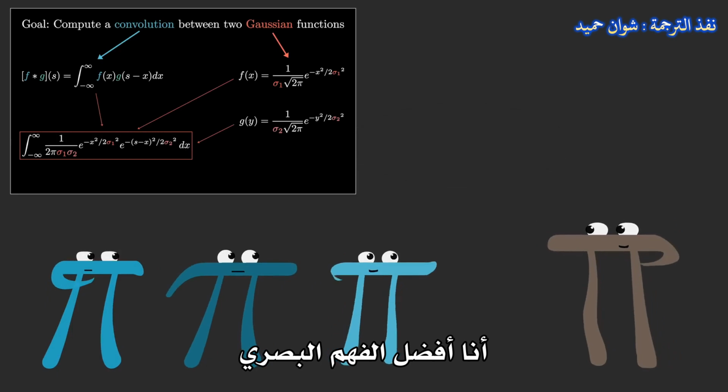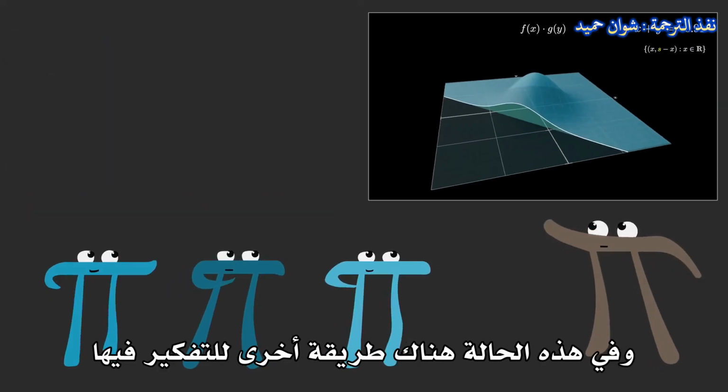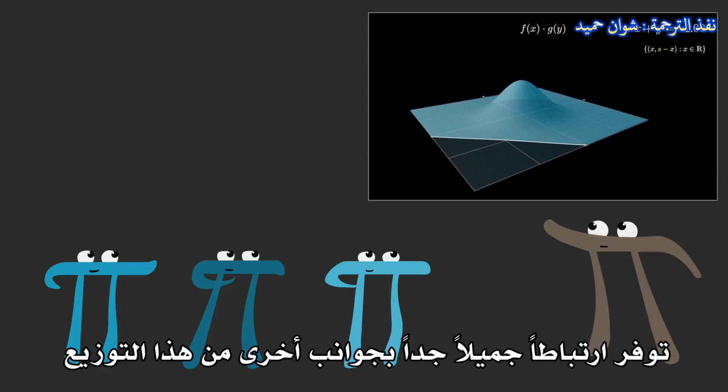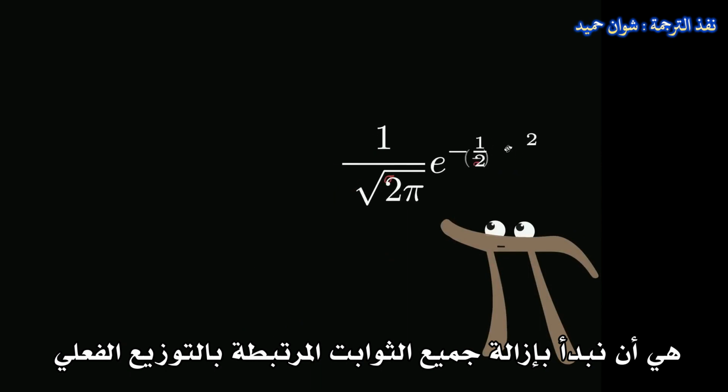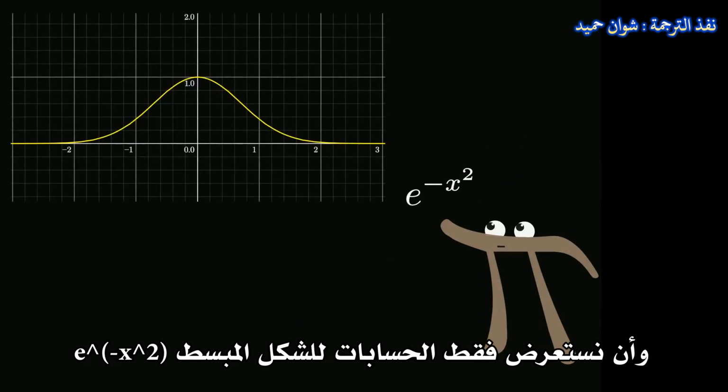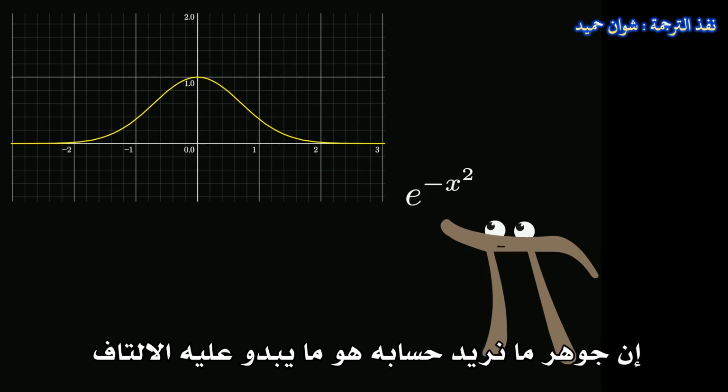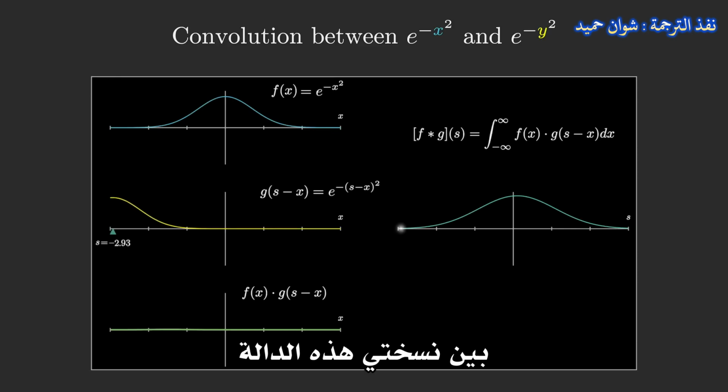But of course, you know me, I'm a sucker for visual intuition, and in this case, there's another way to think about it that I haven't seen written about before that offers a very nice connection to other aspects of this distribution, like the presence of pi and certain ways to derive where it comes from. And the way I'd like to do this is by first peeling away all of the constants associated with the actual distribution, and just showing the computation for the simplified form, e to the negative x squared. The essence of what we want to compute is what the convolution between two copies of this function looks like.